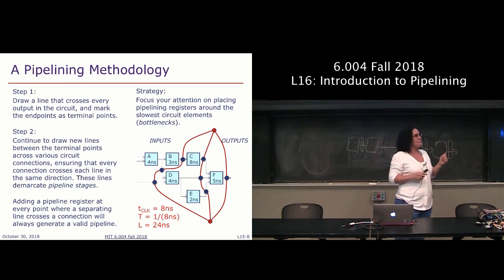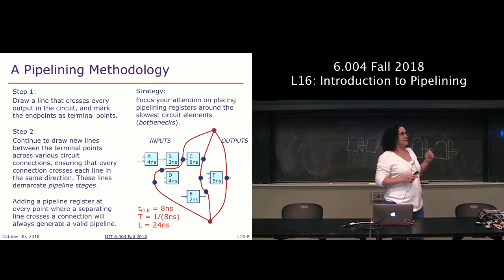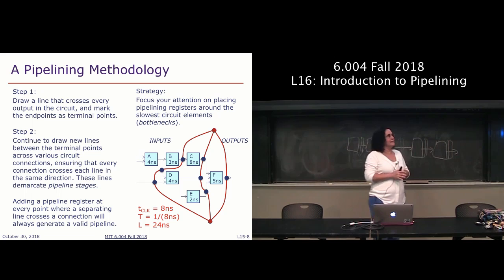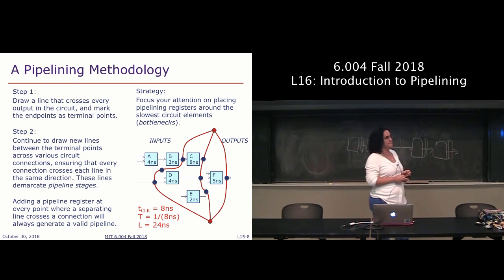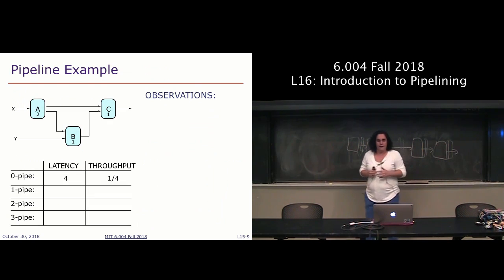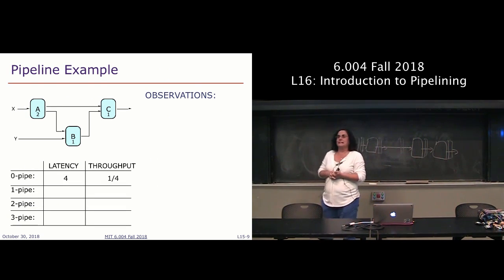Yes? So why did you not draw a line between D and A and B? I could have. There are certainly other valid ways of pipelining the circuit for the same performance with regards to latency and throughput. All right. So now let's take a look at another example.